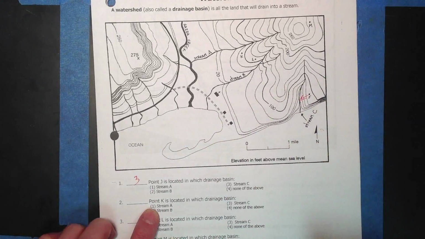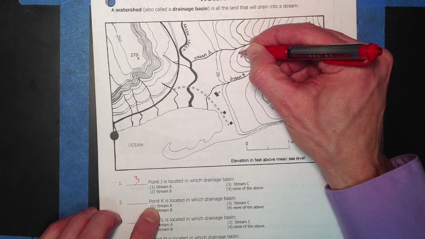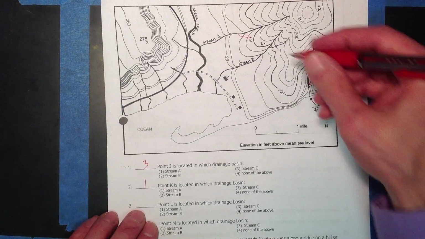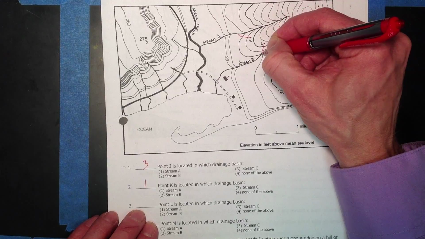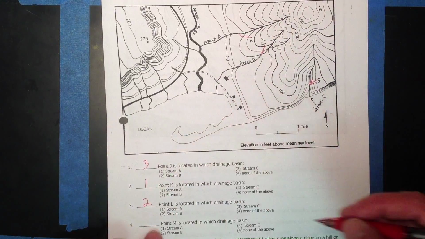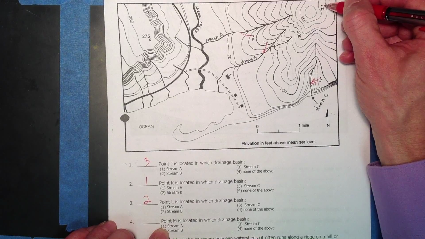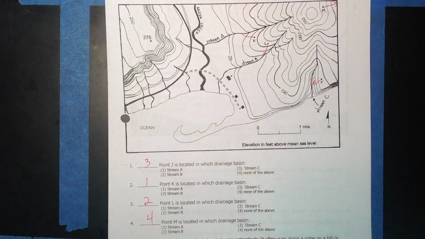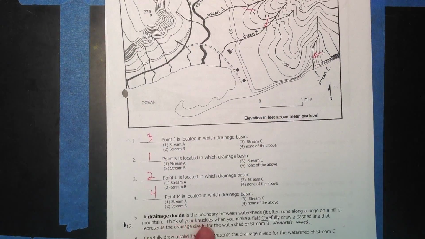Stream C. Point K is going to flow perpendicular to the line. So the water that hits here will go like this, and will end up in stream A, which is 1. Point L, there's probably a ridge right there. It's going to go downhill here into stream B. That's 2. Point M is in what drainage basin? Point M is going to go down this way, off the map. Therefore, answer 4.